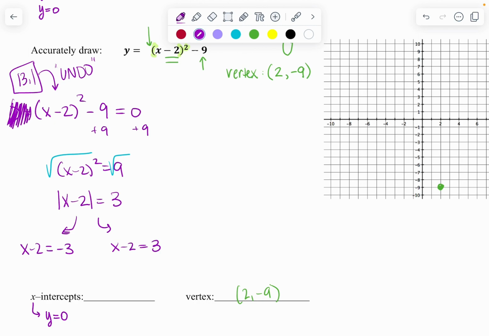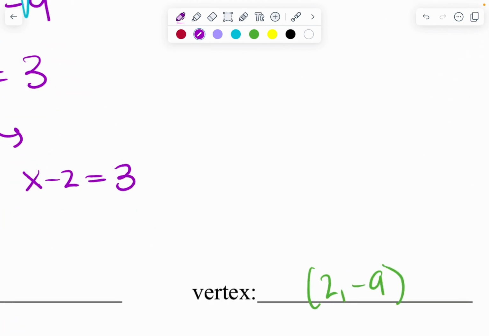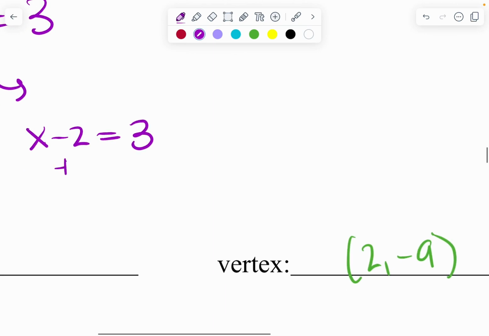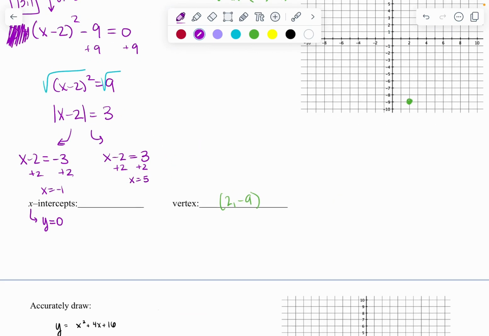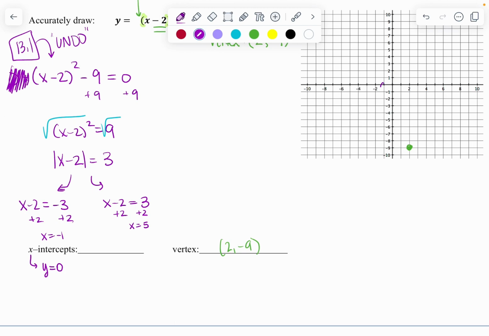And then you solve the equation like you normally would, right? So just isolating that. To get x by itself, we just add 2. So x is 5. If I add 2 on this side, x is -1. Remember, those are x-intercepts, so they live here at -1 and here at 5. The parabola looks as it should, and we'll write our x-intercepts in x-intercept form.